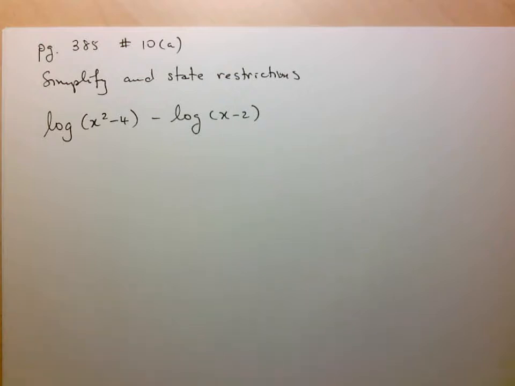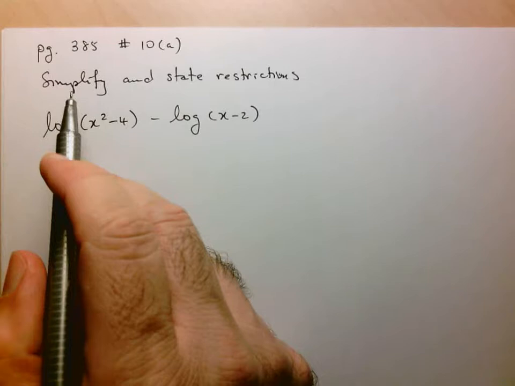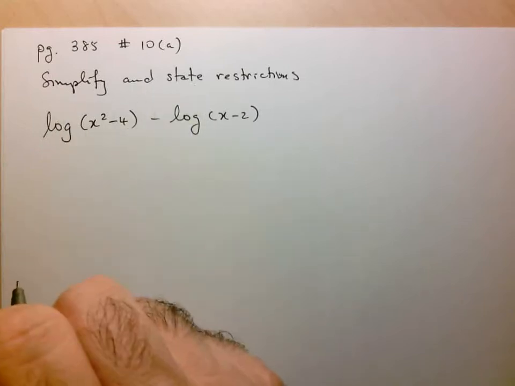Hi folks, we're going to take a look at page 385, number 10a. What they want us to do is simplify the expression and state any restrictions on the variable.